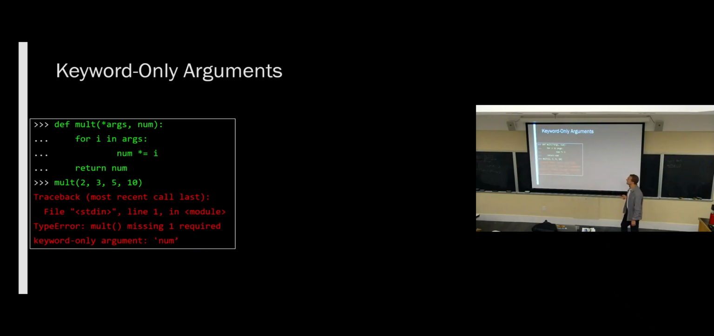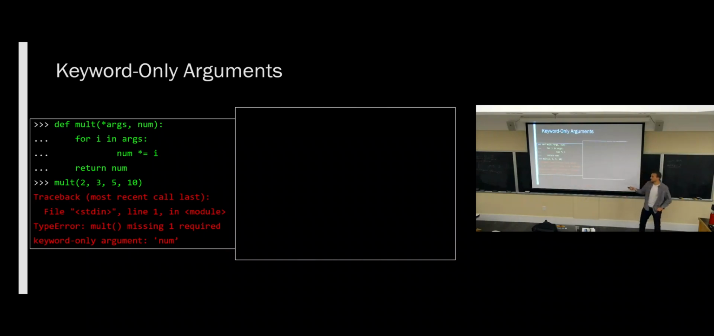And the reason is that this becomes a little bit ambiguous if you don't. Let's say we pass in 2, 3, 5, 10. Are 2, 3, 5, and 10 all supposed to go in args? Or does one of them go in num? Did the user forget a positional argument, or did they not forget a positional argument? There's no way to know, really. And so the way Python deals with this is any argument specified after the star args has to be supplied with a keyword. That's why it's called a keyword-only arg.